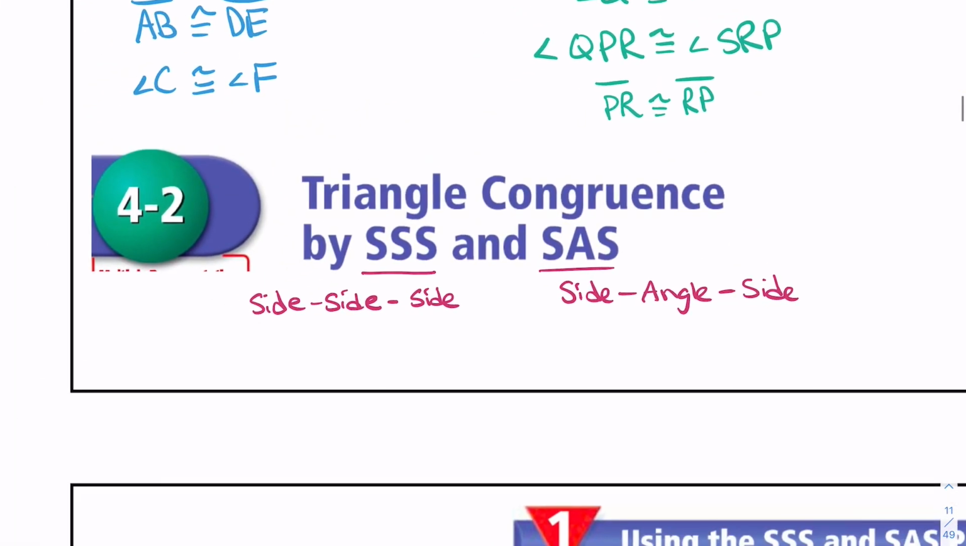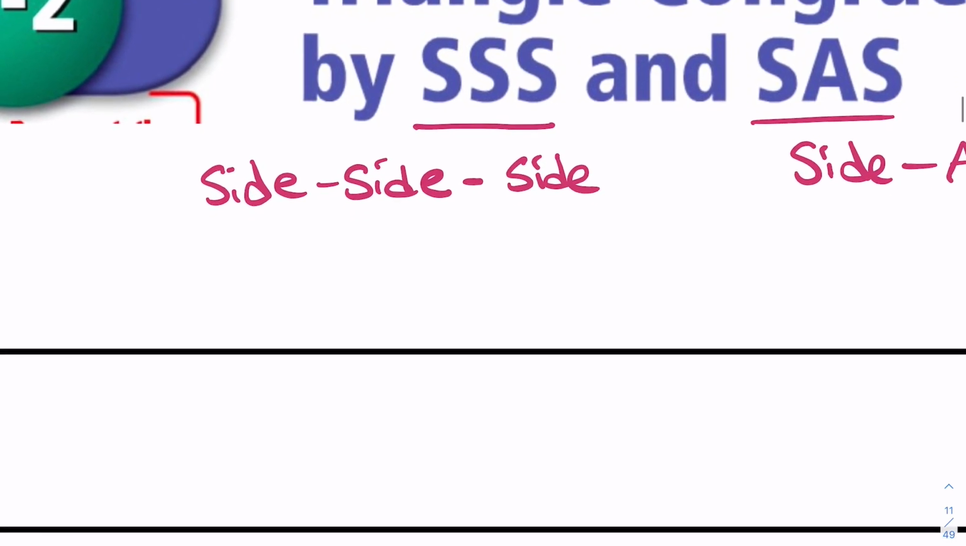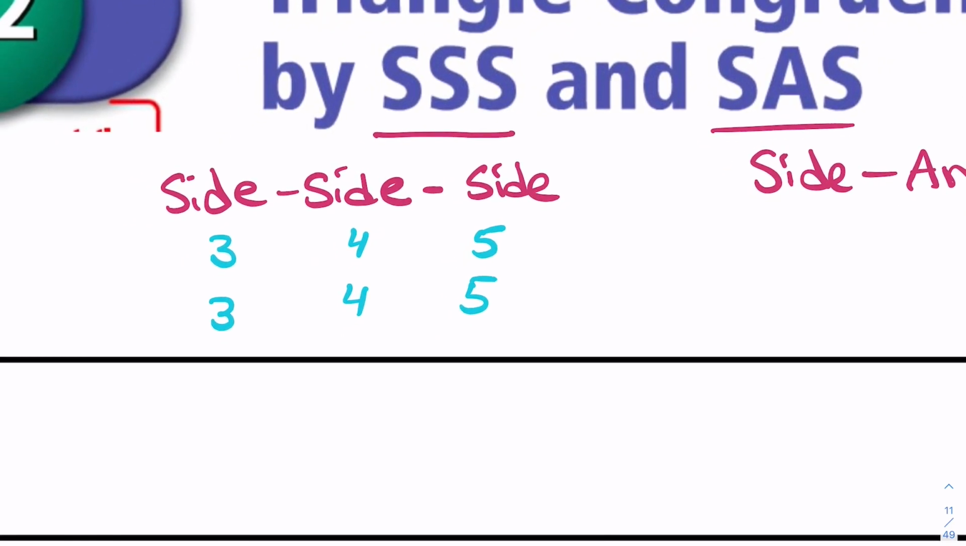So, in a side, side, side triangle, if I have a triangle that has sides 3, 4, and 5, and I have another triangle that has sides 3, 4, and 5, the conclusion you can make is that not only are the sides congruent, but all of their angles are congruent as well. That means these 2 triangles are congruent by literally side, side, side.